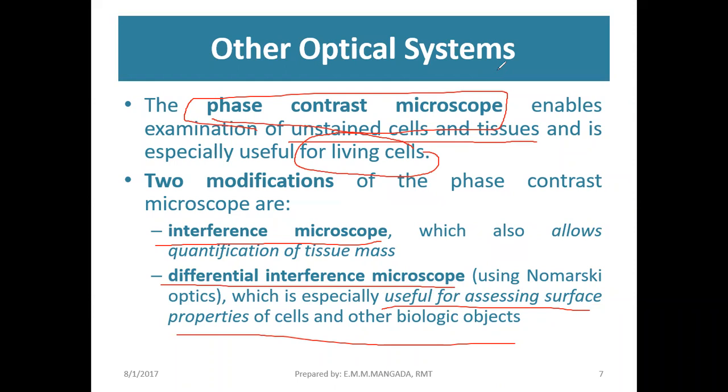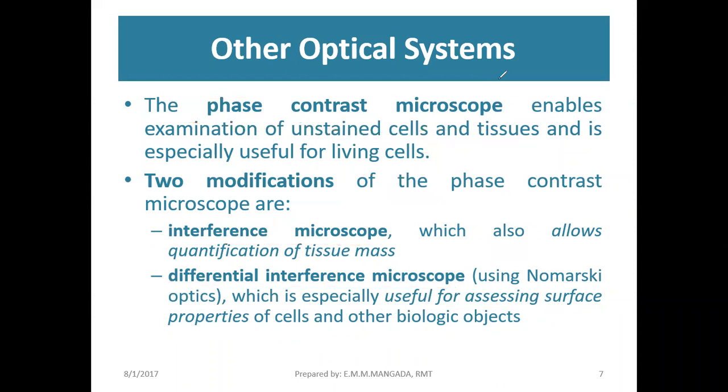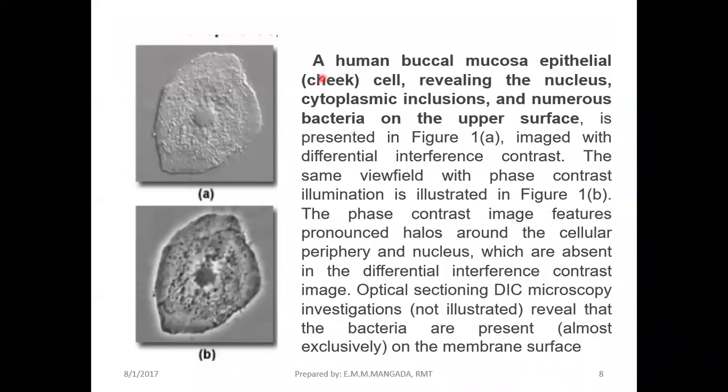So in the next slide, you will be seeing pictures of specimens or cells viewed under your interference microscope and your differential interference microscope. If you can see here, we have a picture showing a buccal mucosa cell. It's actually an epithelial cell coming from the human buccal mucosa, and it shows the following structure.